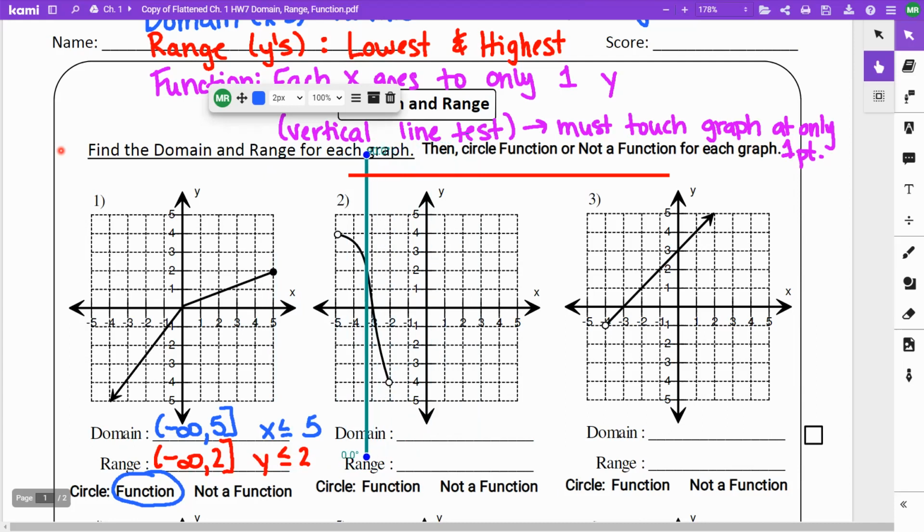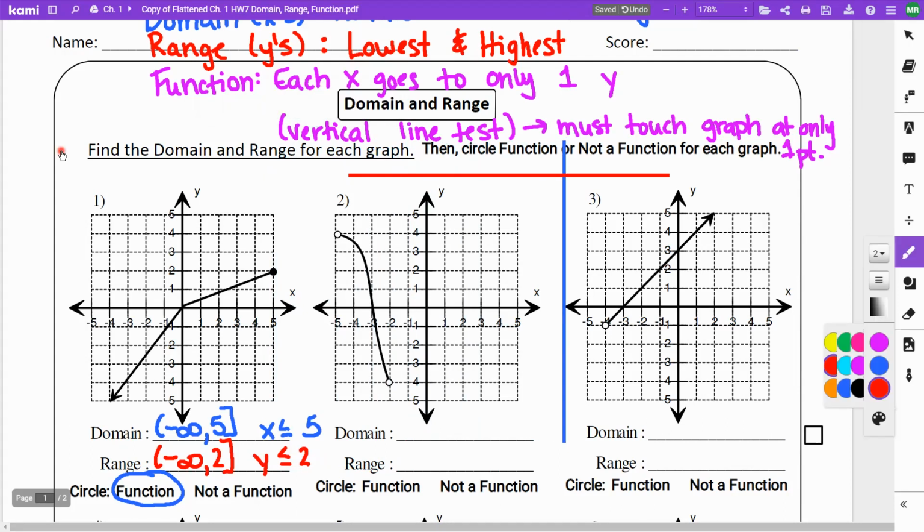And as I move this across, you see everywhere it only touches one spot. So it is a function. Then it's going to be an open bracket because it does not include -5, to -2, also an open bracket. If I'm going to do this as an inequality, I go -5 strictly less than x less than -2. I would not have the equals on it.